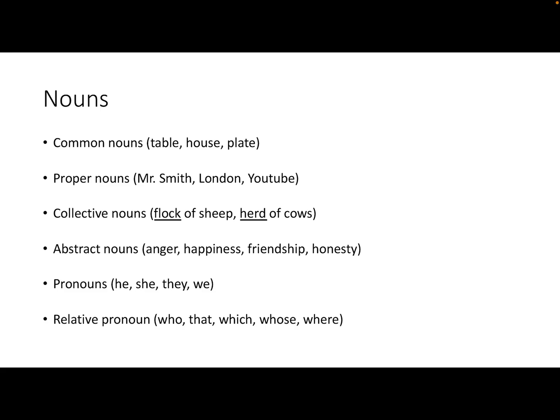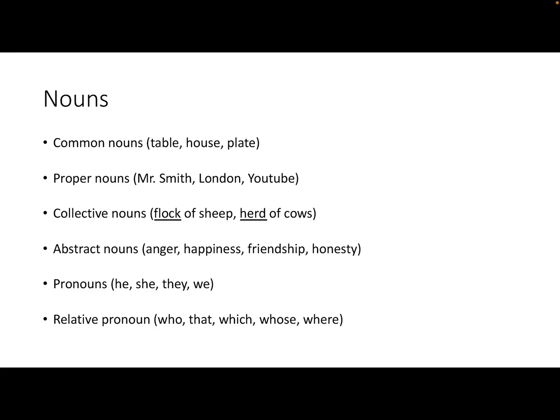We've got things like abstract nouns. This is one of the more difficult concepts to understand sometimes. Things like anger, happiness, friendship, honesty. Those sorts of things are called abstract nouns. They're nouns because we can have them. Something like courage. You can have courage. You might hear the phrase, you've got courage in your heart. So you can have courage, but you can't physically see it or feel it.